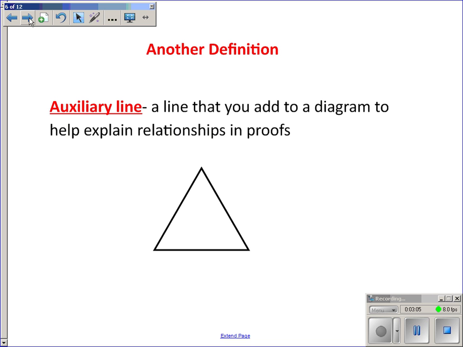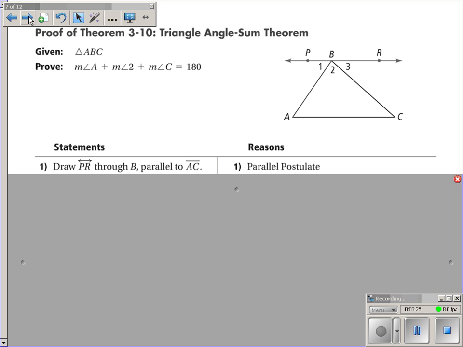In any diagram, you can draw a line wherever you want. You can draw a line here if that would help you in your proof, or you can draw a line here, or you can draw a line anywhere that you want if it helps you in your proof. That idea is an auxiliary line, and we're going to use that in the proof of the triangle angle sum theorem. We're given triangle ABC, and our goal is to prove that angle A plus angle B plus angle C is equal to 180 degrees. Our first step, although we usually start with the given, in this case we're actually drawing an auxiliary line as our first statement.